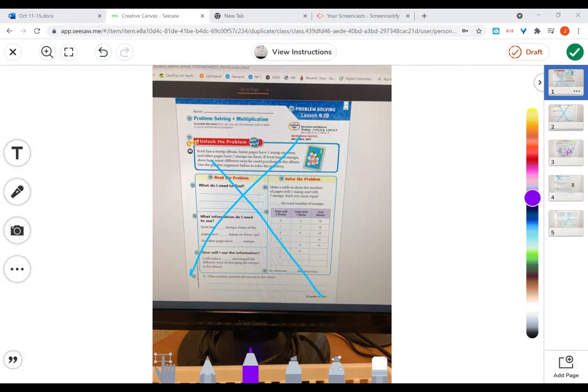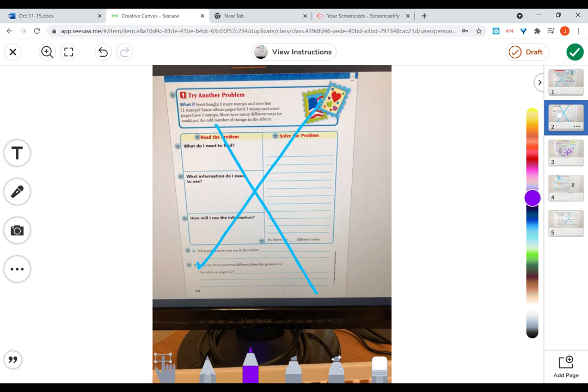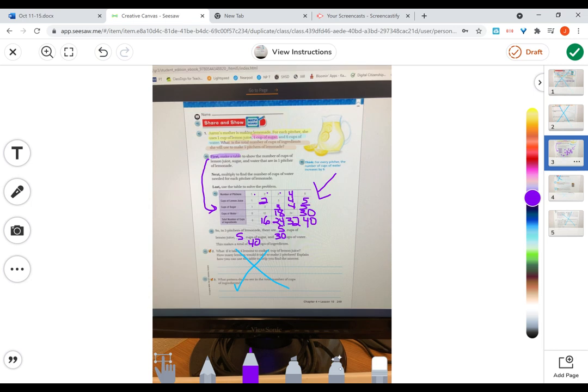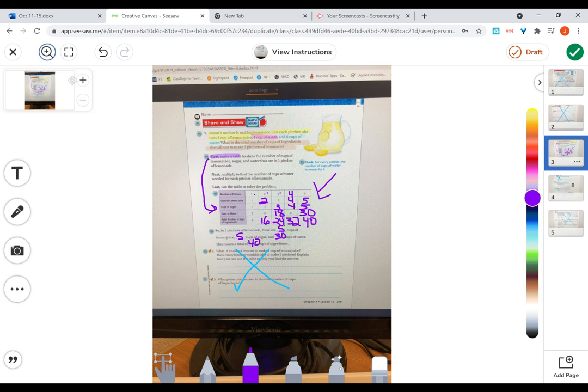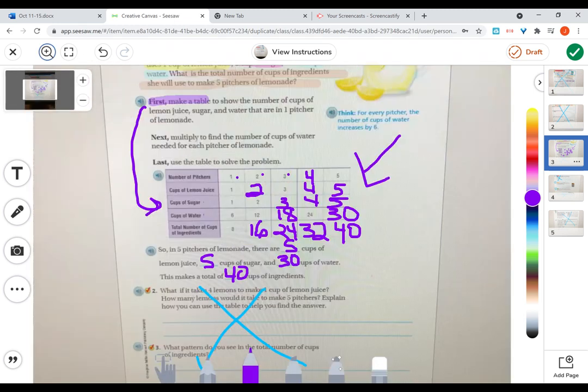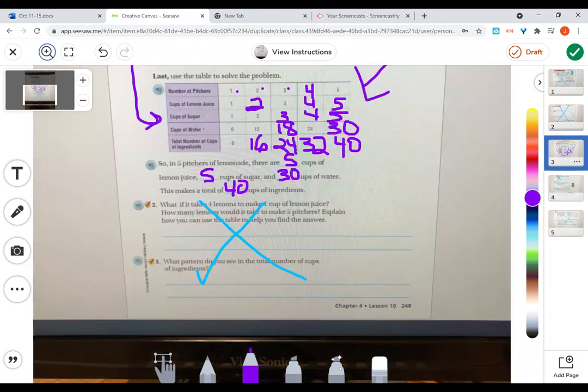So we're talking about 4.10. We're actually going to skip the first two pages because these two problems are really difficult and we're not there yet. The class and I went over it, but it literally took about an hour to just do these two problems. So that's not going to be on the test. It's just not something we're ready for as a class. So we are going to move on to page 249.